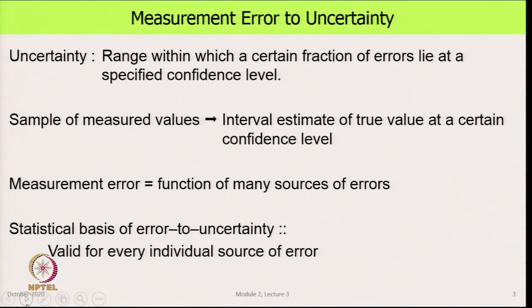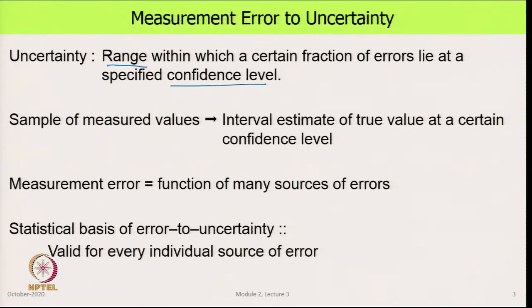What we have seen so far is that every error has a measurement, and we want to develop a process of converting the error into an uncertainty. In the previous lecture, we saw the statistical basis on which this can be done. So, we have a tool now to take data and then report the result or measurement in an uncertainty range. So, our definition of uncertainty is, to recap, a range within which a certain fraction of errors lie at a specified confidence level.